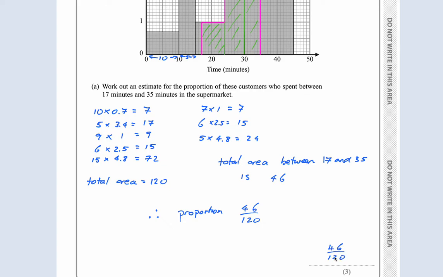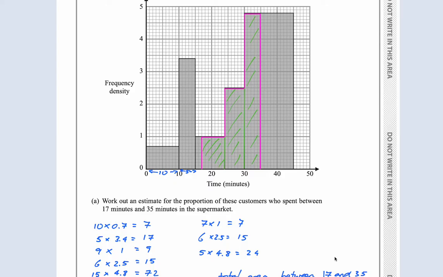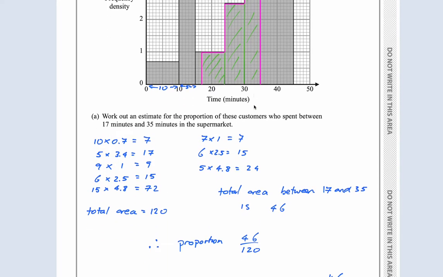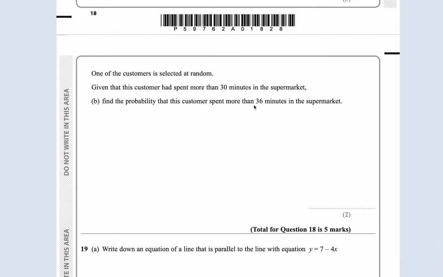So it's simply, guys, if you think you can do it a slightly easier way, fine, go for it. Like literally counting up these boxes or whatever, but it's fine. You're just finding the area. So it's the green area over the total area. That's the proportion.